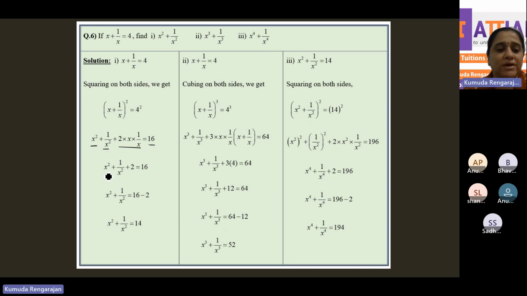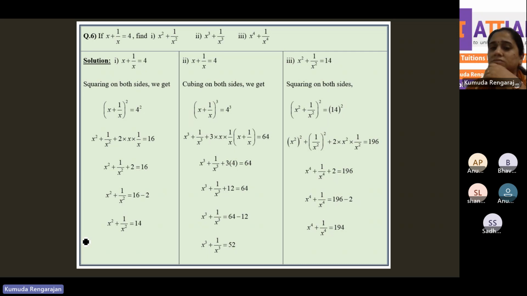Now x square plus 1 by x square as it is, 2ab, x and x will get cancelled. So you'll have only plus 2. Plus 2, correct? Yes or no? Is equal to 16. Now that plus 2 will go to the other side as minus 2. So x square plus 1 by x square is equal to 16 minus 2, which is 14.